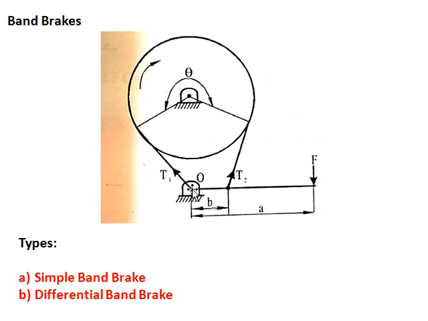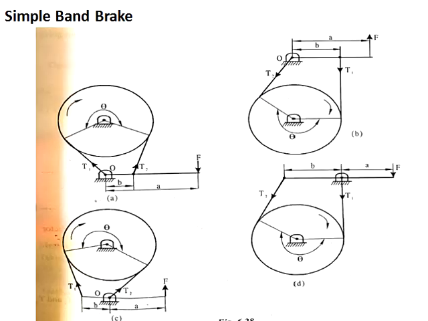Here this portion is lever and we are applying force at one end of the lever. This is the drum or rotating element, and you can see one flexible element or flexible strip which is partly wrapped over this drum. So moving on to first category, simple band brake.